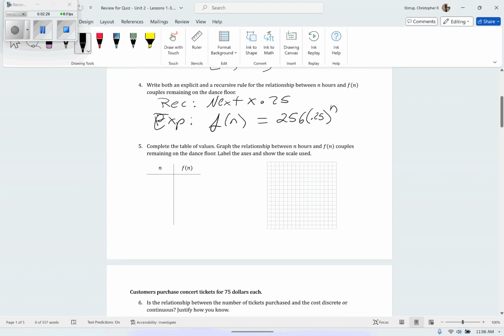All right, so let's come down here. Let's complete the table. So we start out with 256. And if we're going down 0.25 each time, so if I get 256 times 0.25, after the first hour, it's down to 64 people. Multiply that by 0.25. At the second hour, down to 16. Third hour, we're at 4, etc. So what's basically taking place is that 256 is here, and then each hour it's coming down by a factor of 4.